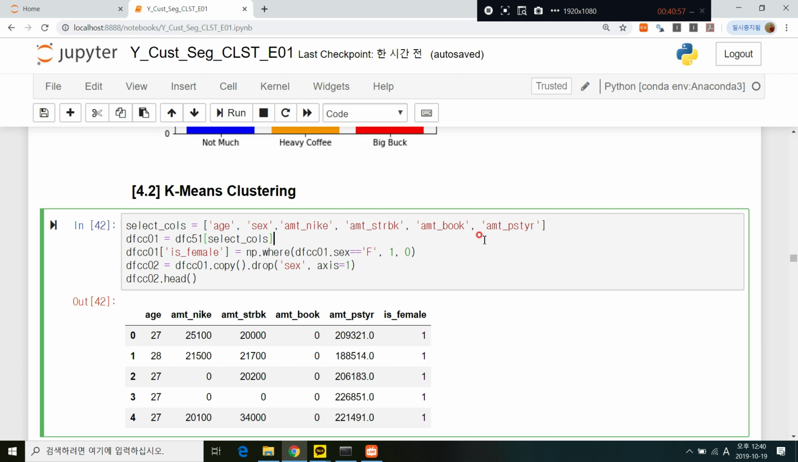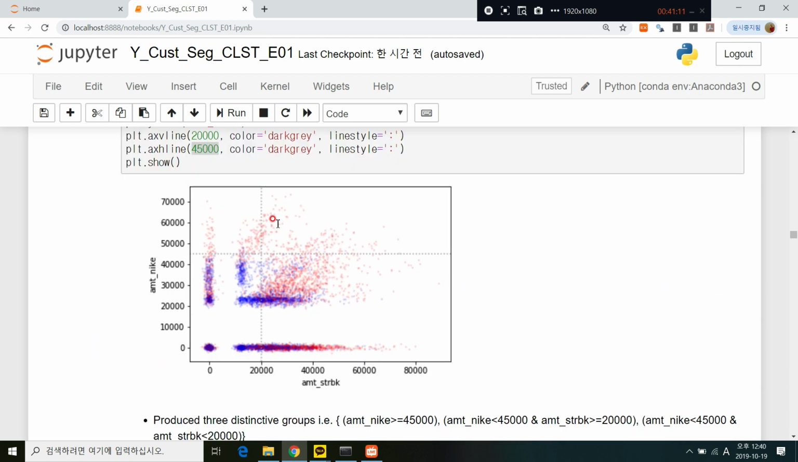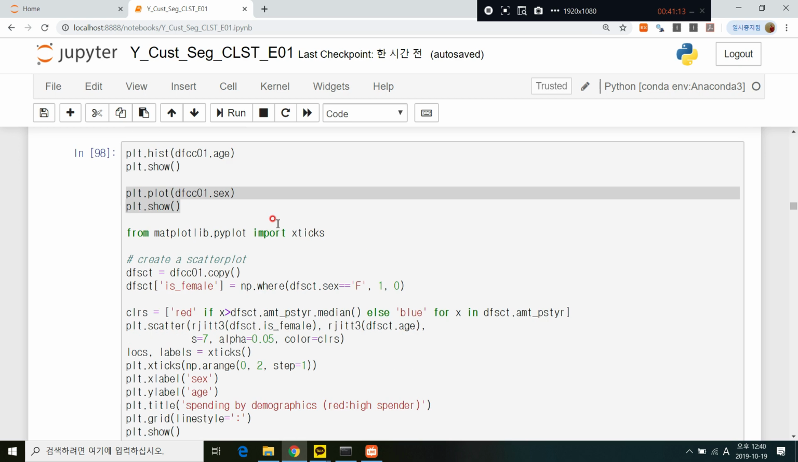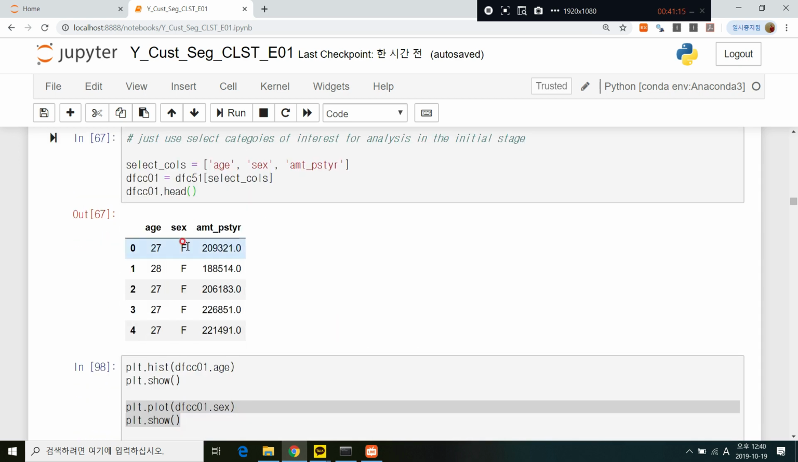The k-means algorithm does not handle categorical variables. We have the gender variable. This is a categorical type. You remember? It was just like this. Female. It is labeled as a categorical variable.